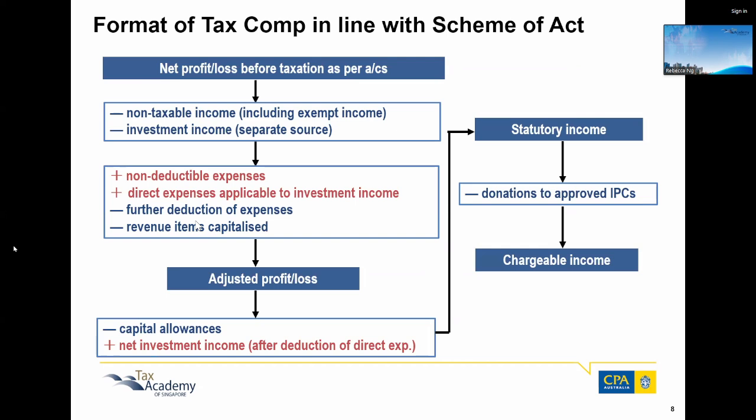So it excludes all the investment income and expenses, right? After the adjusted profit, we less the capital allowances, and we add back the taxable investment income that we have previously excluded, to arrive at the statutory income. Thereafter, we have donations. We less off the donations to approved IPCs to arrive at the chargeable income.